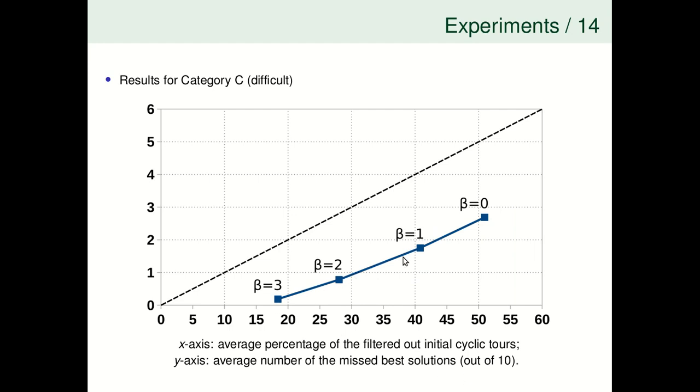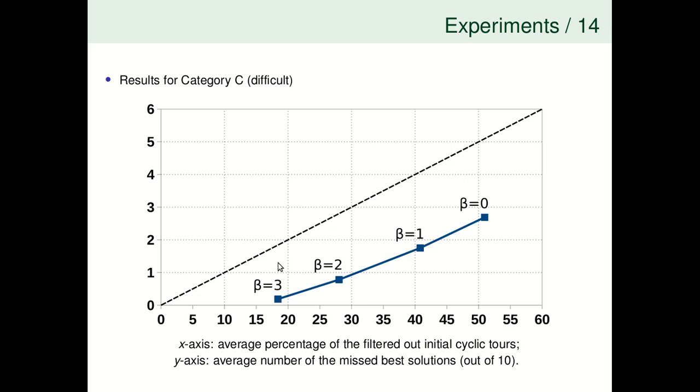Here, these 4 points show performance of our proposed method with 4 different values for the beta parameter, based on average number of the missed best solutions out of 10 on the y-axis against average percentage of the filtered out initial cyclic tours on the x-axis, and this dashed diagonal line shows the potential performance of a randomized filtering method. As you can see, in all 4 configurations, our proposed surrogate-based filtering method performs much better than the randomized filtering method.